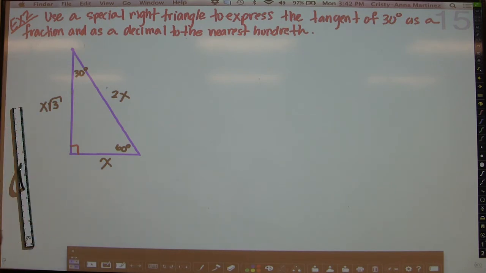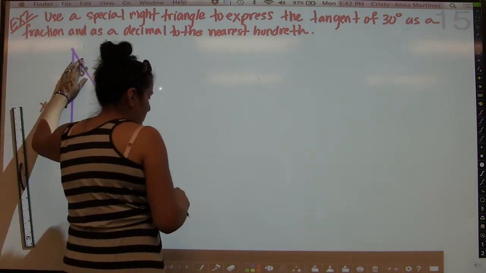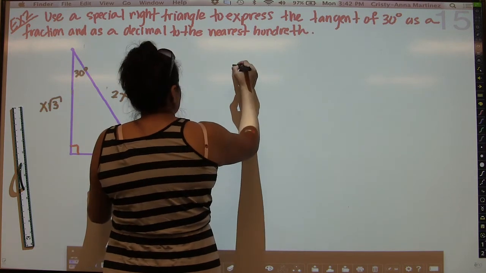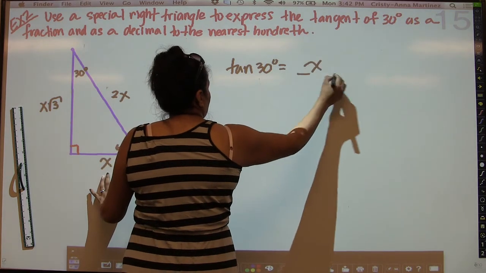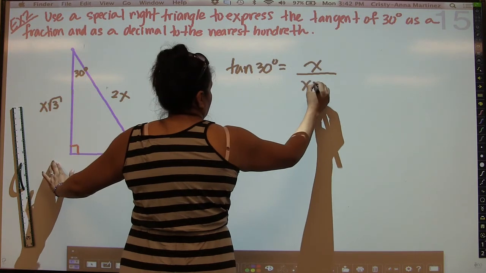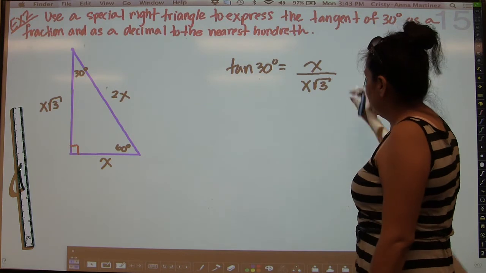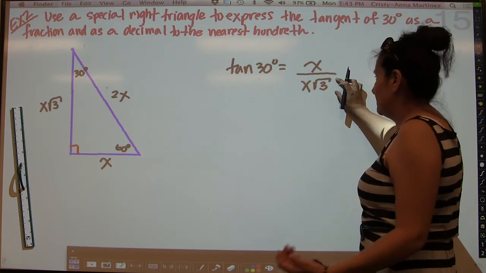So we don't know what the actual lengths are, but we want to express the tangent of 30 degrees as a fraction. The tangent of 30 degrees would be this angle here. Tangent is TOA, so it's opposite over adjacent. The opposite side is x, and the adjacent side is x root 3. So we take the opposite side, x, and the adjacent side, x root 3, and then simplify that.